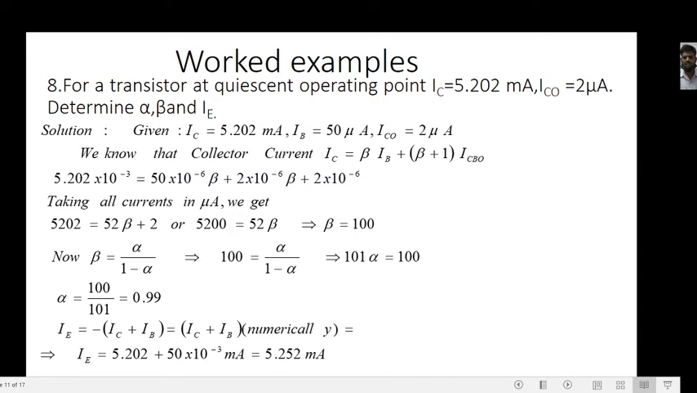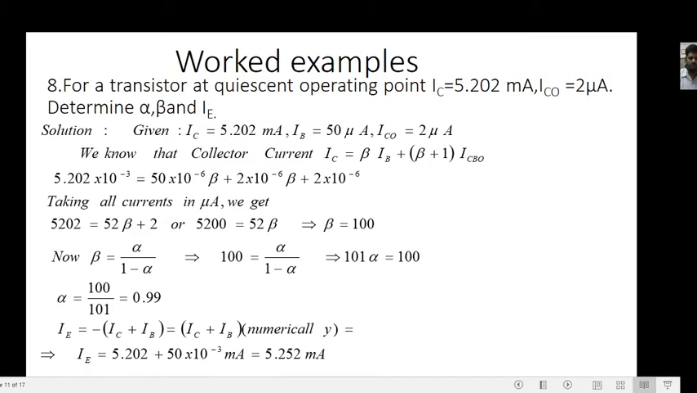We know that collector current IC is equal to beta IB plus (beta plus 1) into ICBO. 5.202 into 10 power minus 3 is equal to 50 into 10 power minus 6 beta plus 2 into 10 power minus 6 beta plus 2 into 10 power minus 6. Taking all currents in microampere, we get 5202 is equal to 52 beta plus 2, or 5200 equals 52 beta, that is beta is equal to 100.